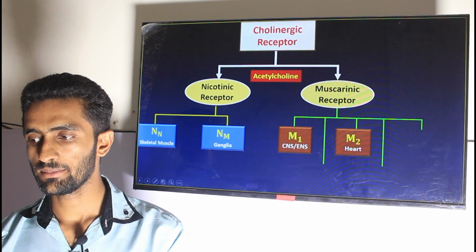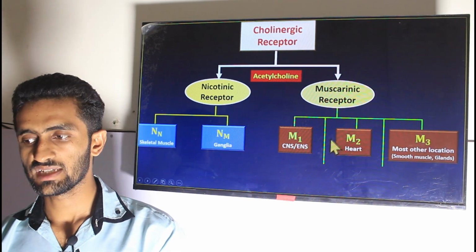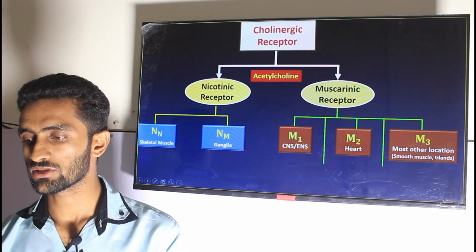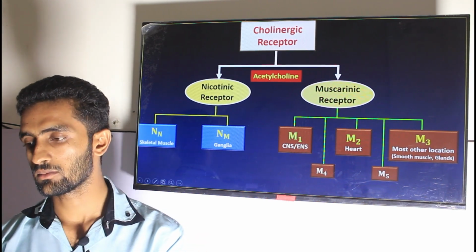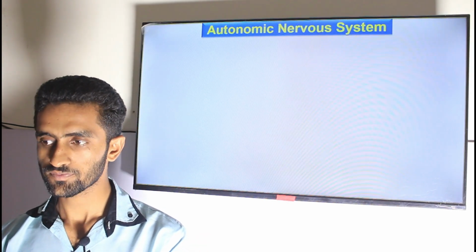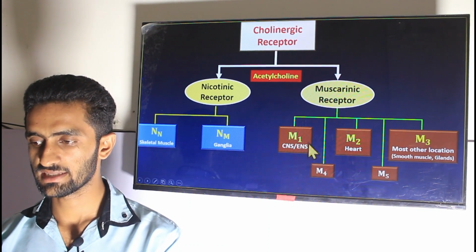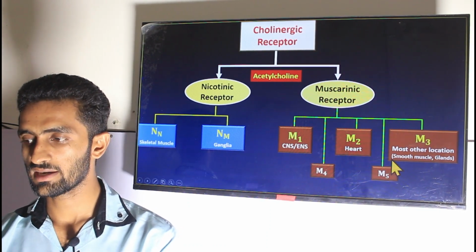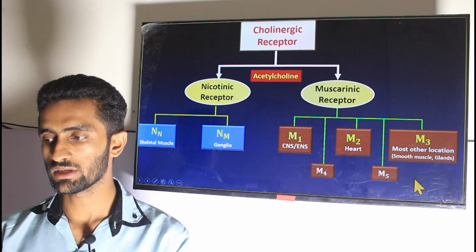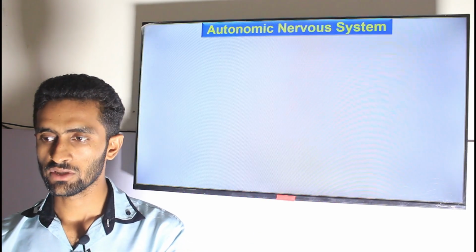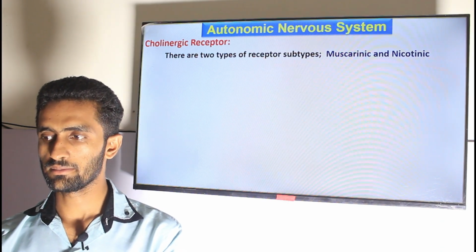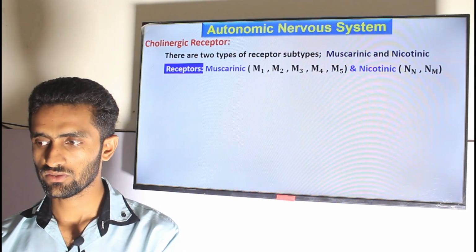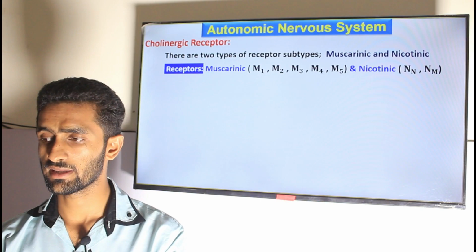Okay, M1, M2, M3. So these are the five subtypes of the muscarinic receptor. But the first three, M1, M2, M3, are the most discussed in the autonomic system. M1 is present in the CNS and ANS, M2 is present in the heart, and M3 is present in most of the other locations, smooth muscle and gland. So for cholinergic, we have the muscarinic and nicotinic. Five subtypes for the muscarinic, two subtypes for the nicotinic.